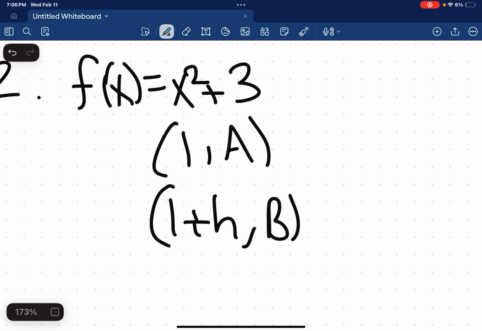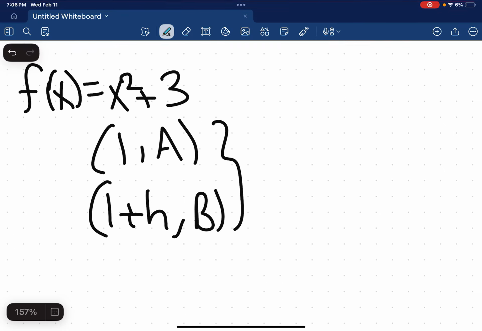And first, let me actually think of what I need to do here. Wow, the secant gradient. Am I losing something? Oh, these are coordinates on the graph already. Oh, whoops. Okay.